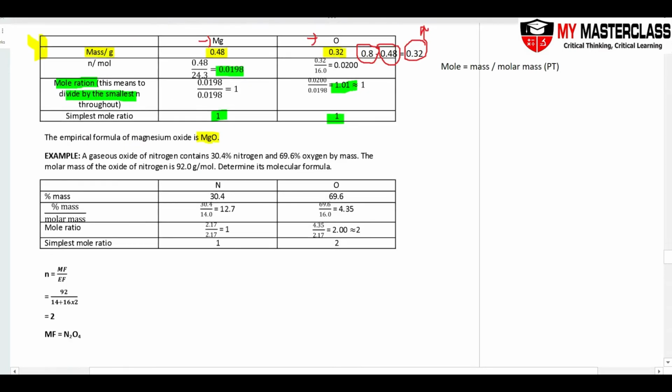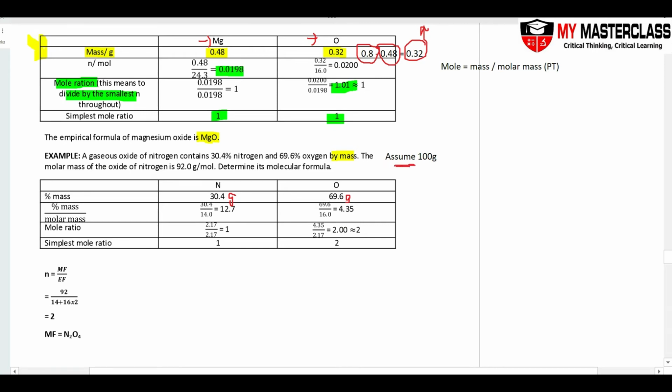Okay, another question over here. A gaseous nitrogen oxide contains 30.4% nitrogen and 69.6% oxygen by mass. By mass means you have to assume 100 grams. If there's 100 grams of nitrogen oxide, 30.4% is nitrogen, so 30.4 grams is nitrogen, and 69.6% is oxygen, 69.6 grams, because I assume 100 grams.